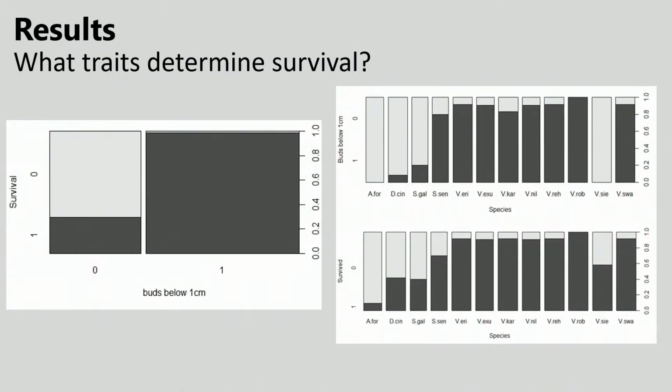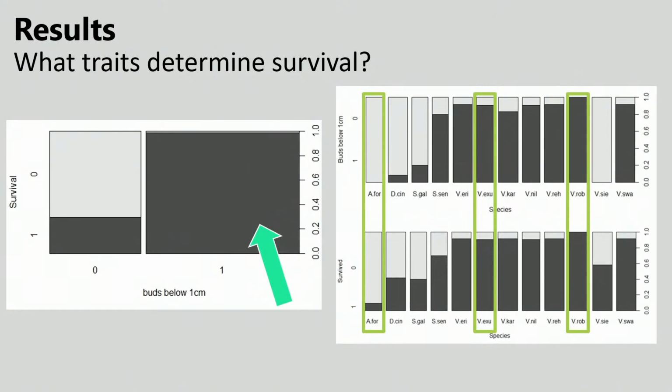Using a best subset method to create my models, I got the following results. Firstly, at the individual level, only one trait predicted survival, and that was the presence of buds below 1 centimeter. Individuals with buds below 1 centimeter were much more likely to survive, and of those that did not have buds below 1 centimeter, less than 40% survived.